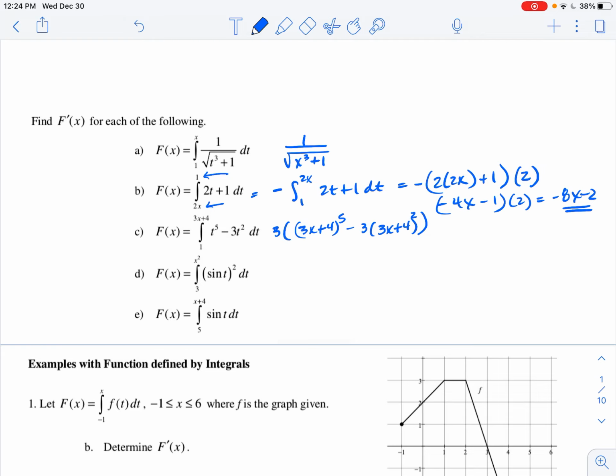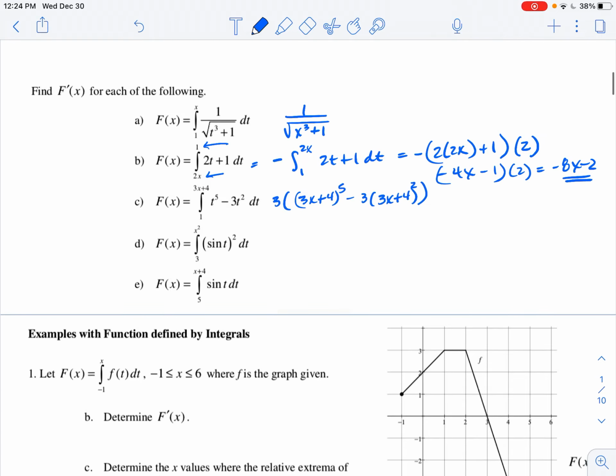All right, next problem. Function evaluated at the upper limit times the derivative of the upper limit. Derivative of the upper limit is 2x, so sine x squared times 2x. And if you want to rearrange that, that's fine as well. And the last one, derivative of the upper limit's 1. So this is just going to be sine of x plus 4.